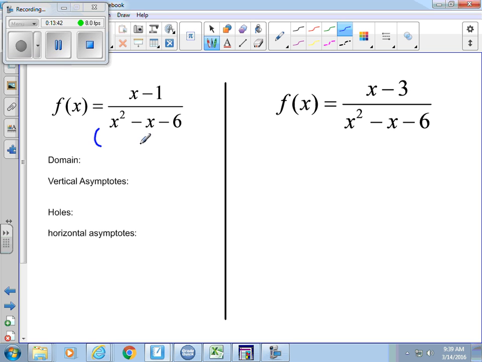The first thing I'm going to do is factor the denominator. Anytime you come to a rational function problem, we want to factor the denominator. You agree these denominators are the same? What do they factor to be? Good. X plus 2, x minus 3.